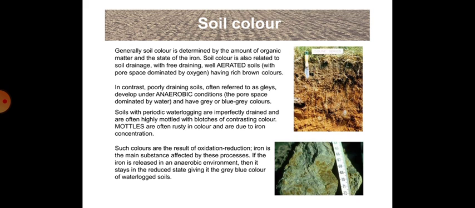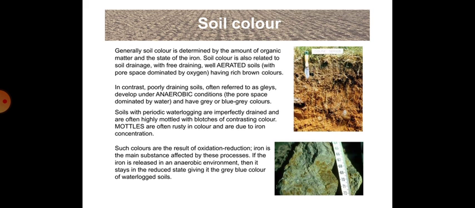Now comes soil color. Generally, soil color is determined by the amount of organic matter and the state of the iron. Soil color is also related to soil drainage, with free draining, well aerated soils, with pore space dominated by oxygen, having rich brown colors. In contrast, poorly draining soils, often referred to as gleys, develop under anaerobic conditions, the pore space dominated by water, and have grey or blue-grey colors.